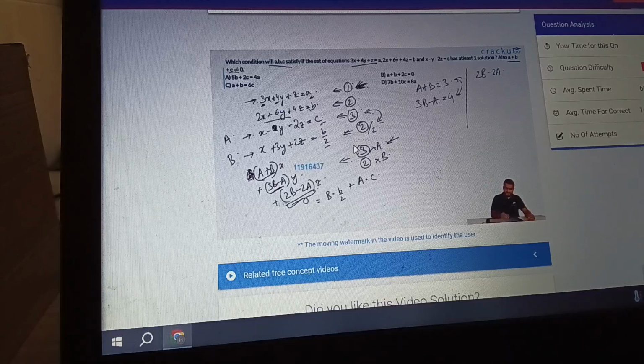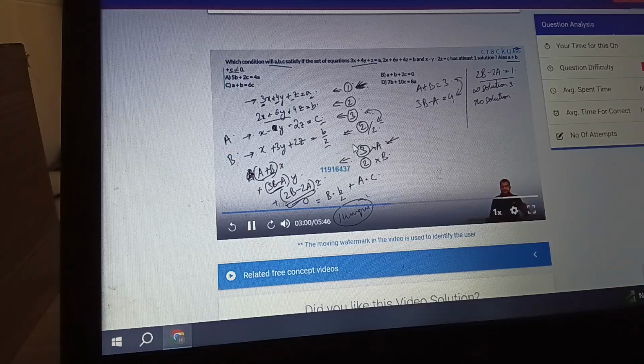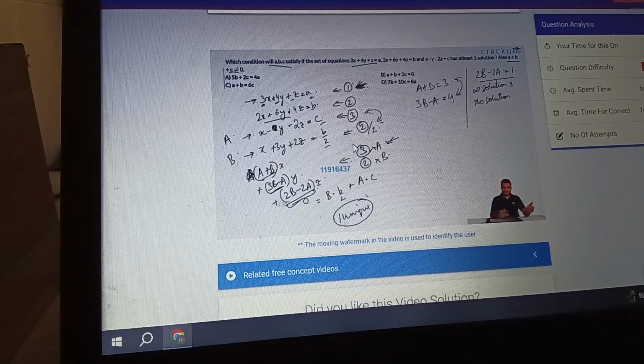which is the coefficient of z, is equal to 1, in that case this system of equations either has infinite solutions or no solutions. If 2b minus 2a is not equal to 1, then this system of equations will have exactly one unique solution. It will have one solution, you don't know whether it is unique or not. You can at least calculate the value of one of x or y or z, and based on it, in most cases it will have one solution.